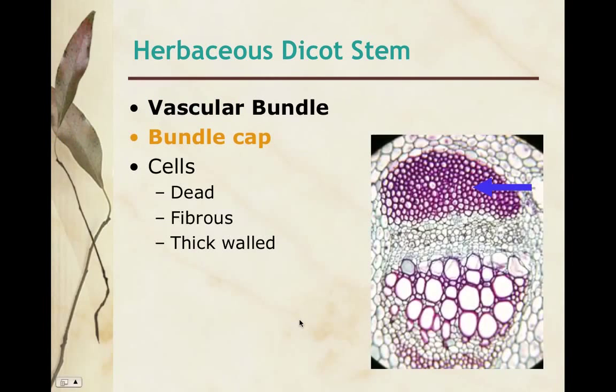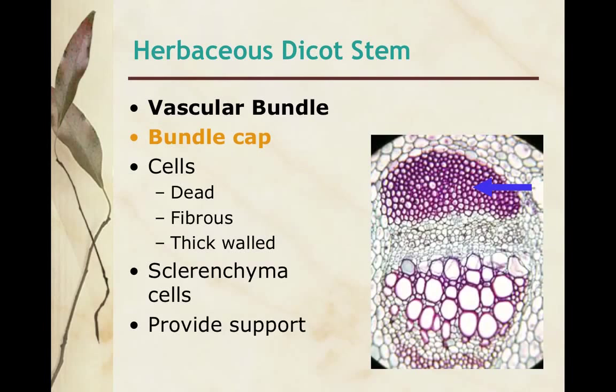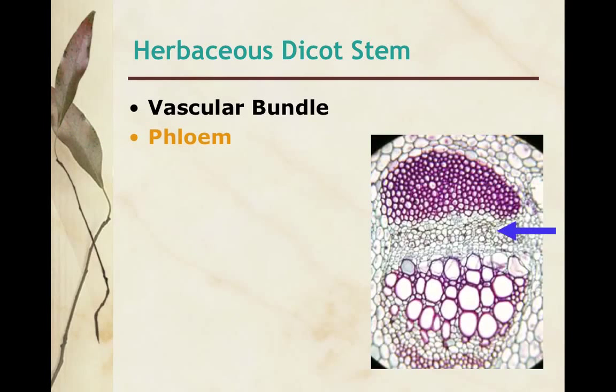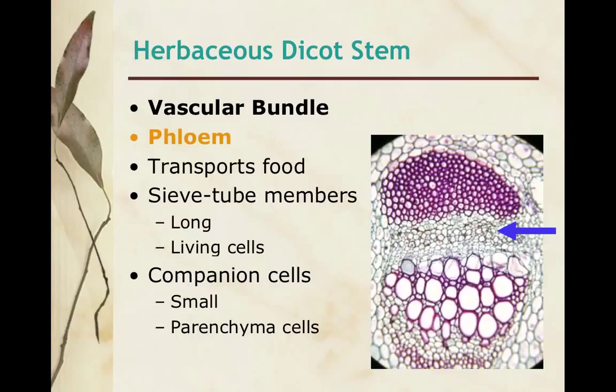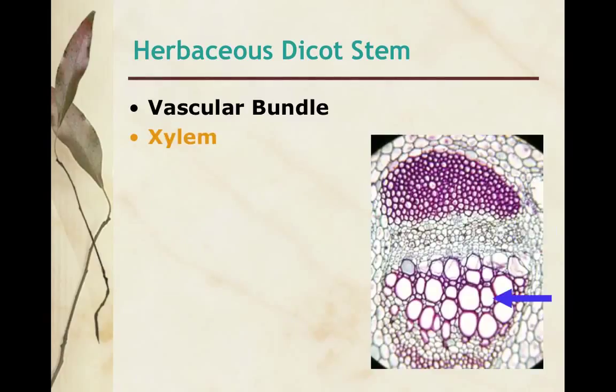So the vascular bundle, we've zoomed in on one of them. It has the bundle cap with cells that are dead, fibrous, and thick-walled, big fat cells, okay? And these are mostly sclerenchyma, those old cells, and they're going to help provide support, okay? In your vascular bundle, you're also going to have your phloem, which transports food, with sieve tube members that are long-living cells, and then you're also going to have your companion cells that are smaller parenchyma cells. And then you're also going to have your xylem.